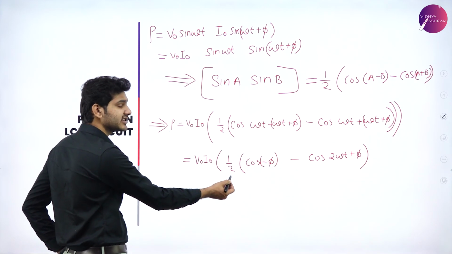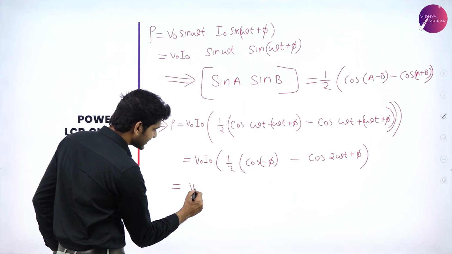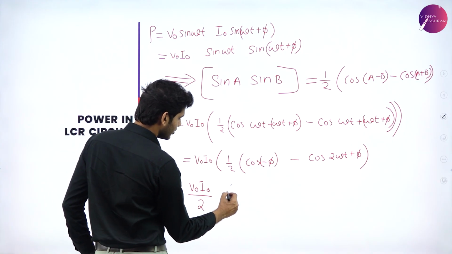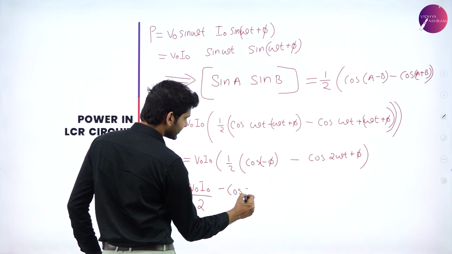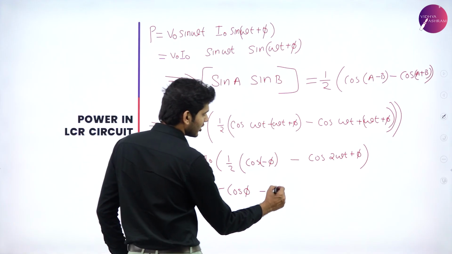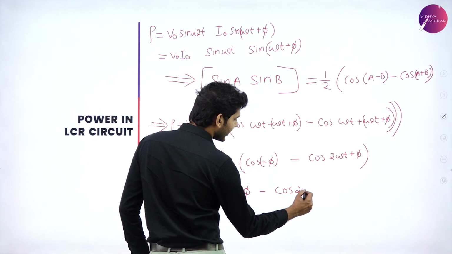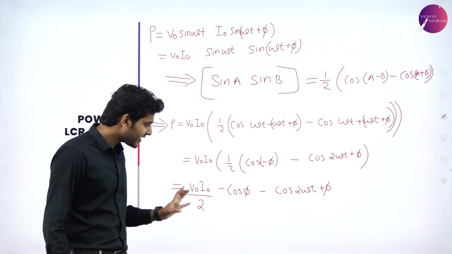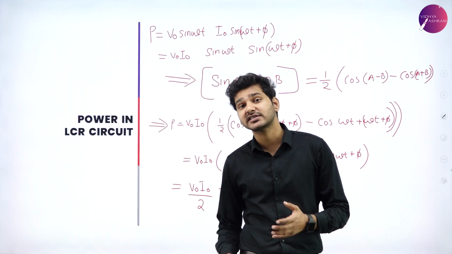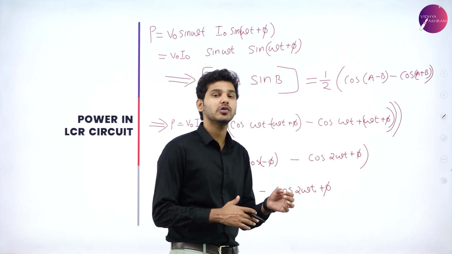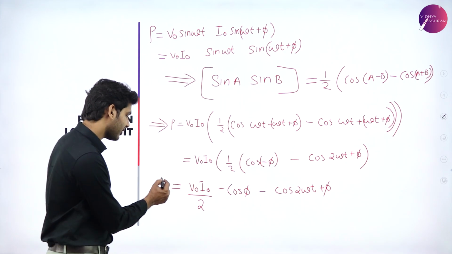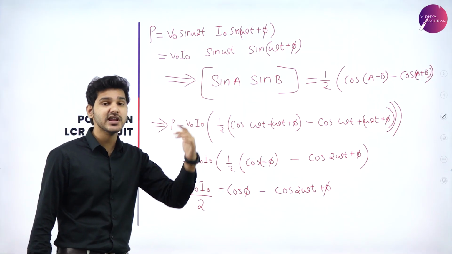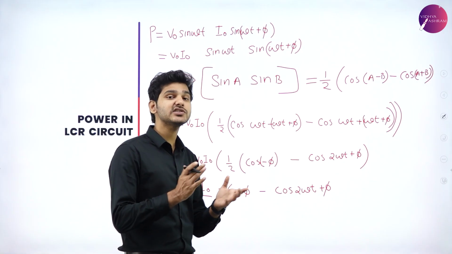So I'm going to take this half outside. So I can write this as V naught I naught divided by 2 into cos phi minus cos(2 omega t plus phi). That's it. So again, we'll arrive at this particular equation which will give us the actual instantaneous value of power. But we are not taking the instantaneous value, that is at every instant. We'll only be considering an average total value of power.